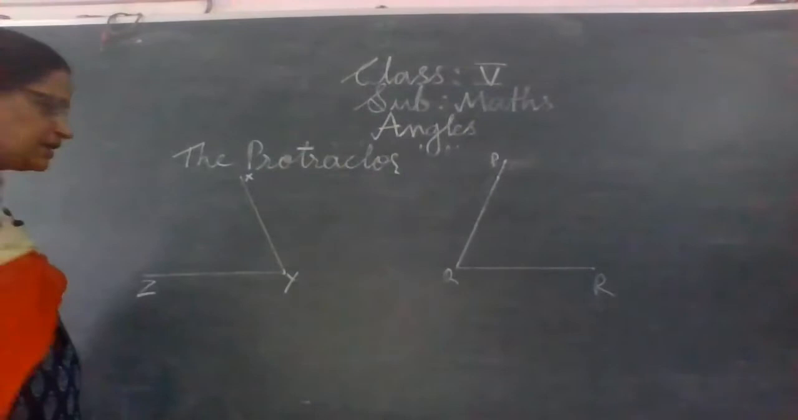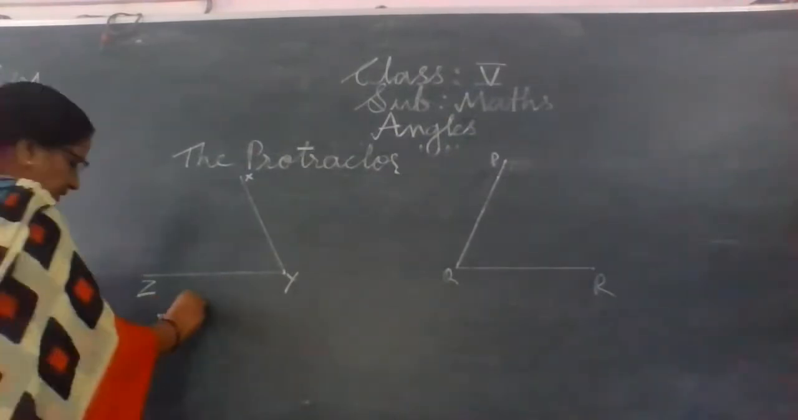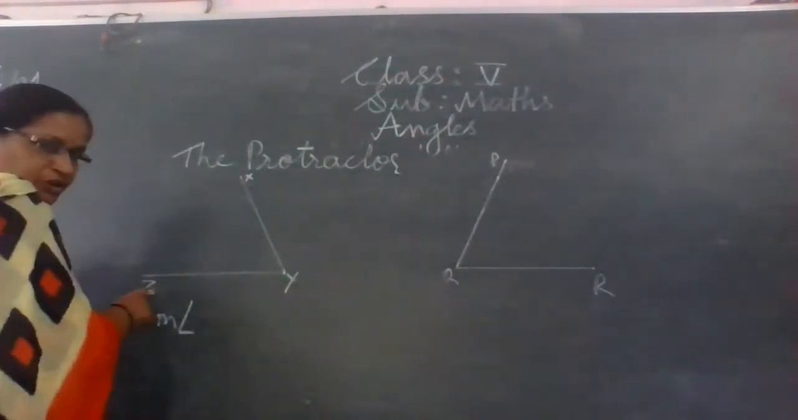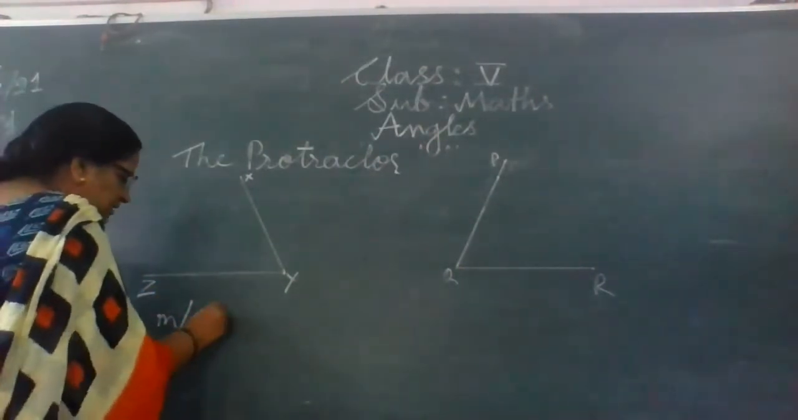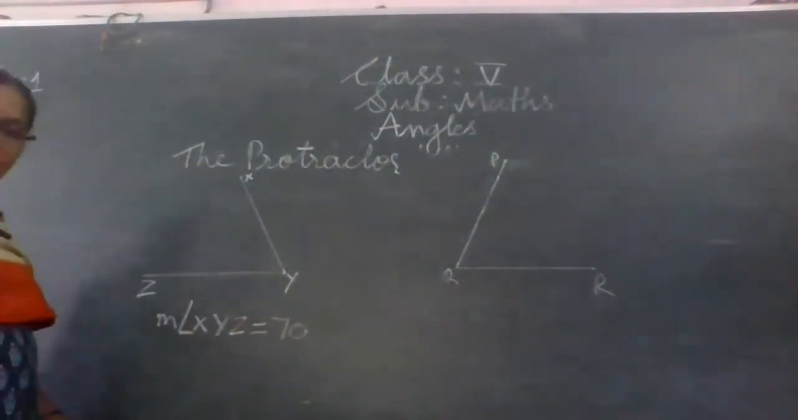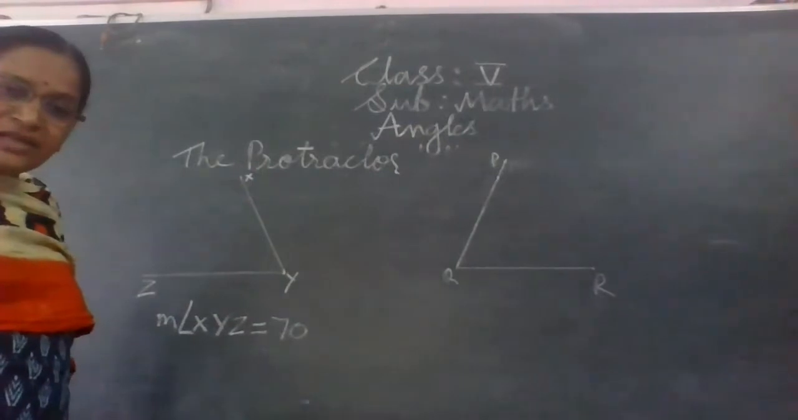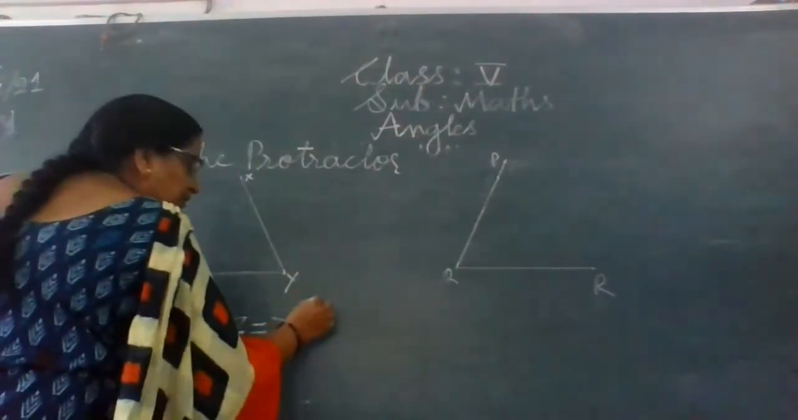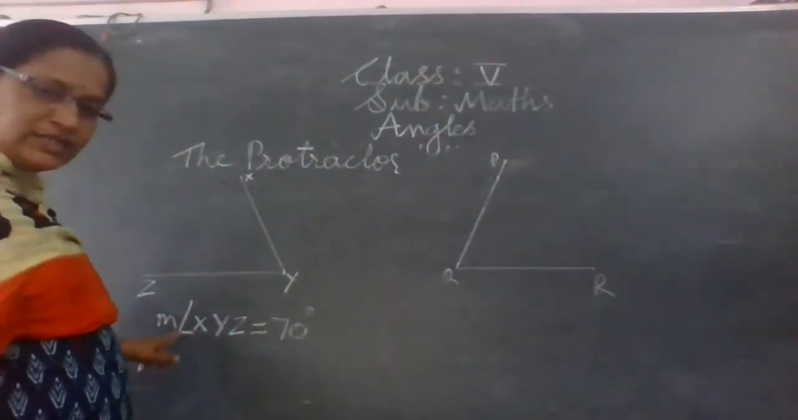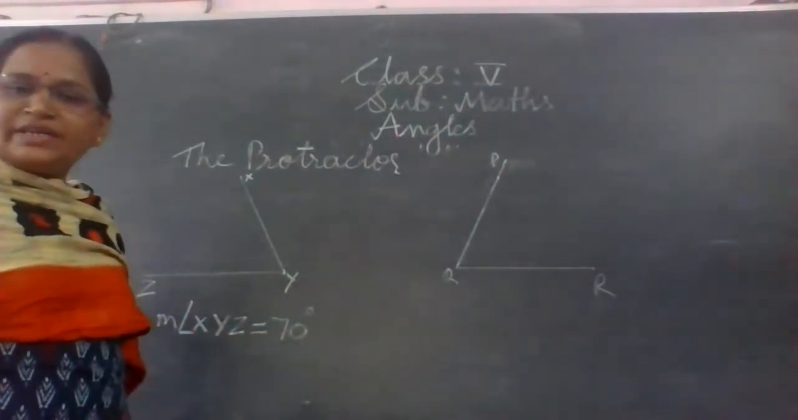Now see, how will you write it? It is M. What is the meaning of M? M means measure. Measure of an angle. Angle XYZ is equal to 70. Okay. So what is 70, beta? What is the unit of an angle? It is degree, and degree is written by a small circle over this. So how will you read this? Measure of angle XYZ is equal to 70 degrees.